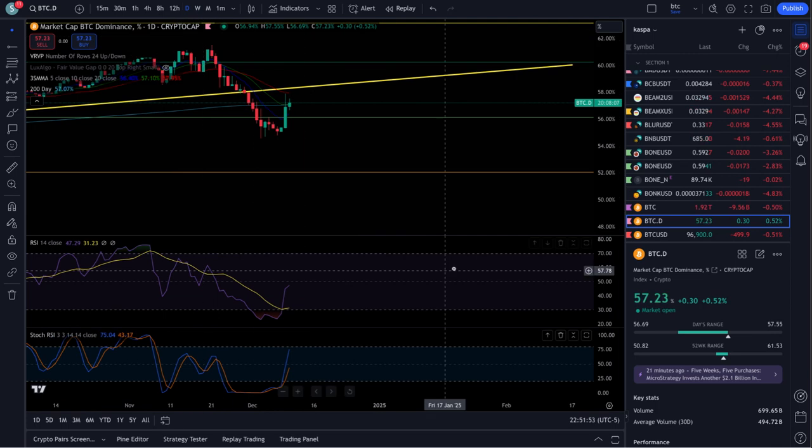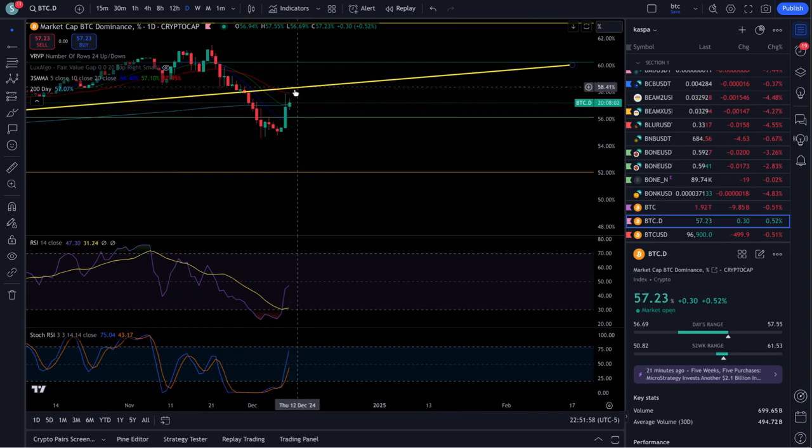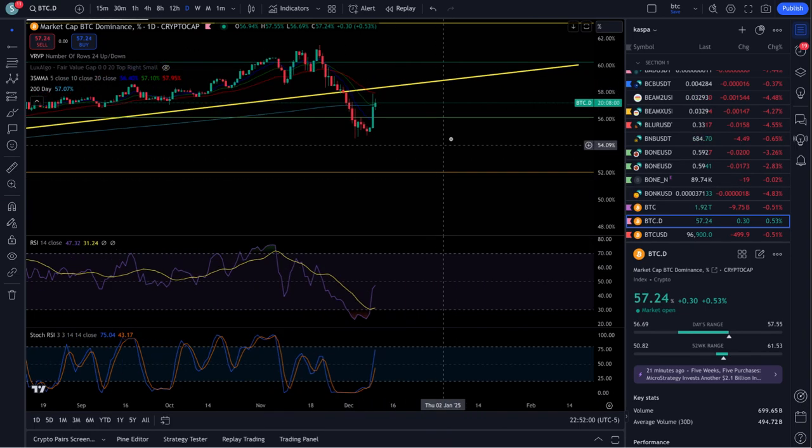Daily, it's over halfway, 75 and a 43. So it could push up a little bit higher yet, even on here, before it completely rolls over. That's something definitely going to have to keep an eye on here.